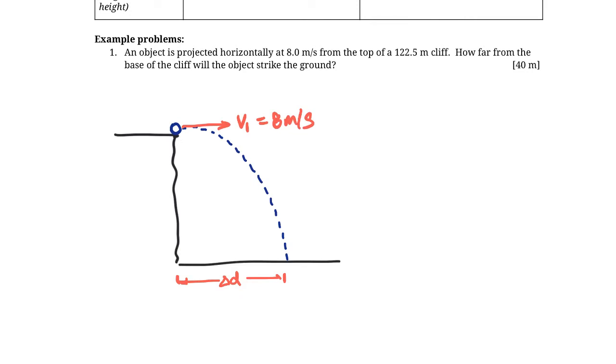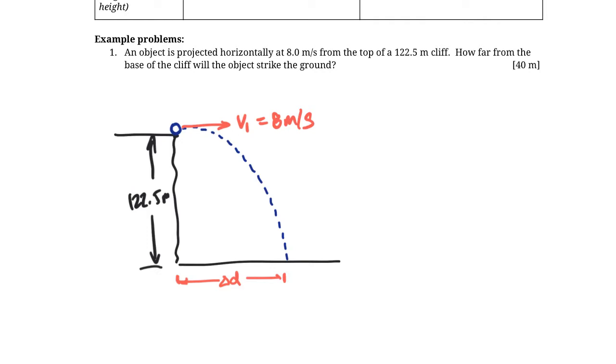Okay, so how do we analyze this? Oh, and also, sorry, one more thing. We know the delta D in the height of the cliff is 122.5 meters, right? So we know this. And in order to solve problems like this, our strategy is always the same. Just like we did with relative motion problems, we break up the x component of the motion and the y component of the motion. And we look at those two things completely separately.